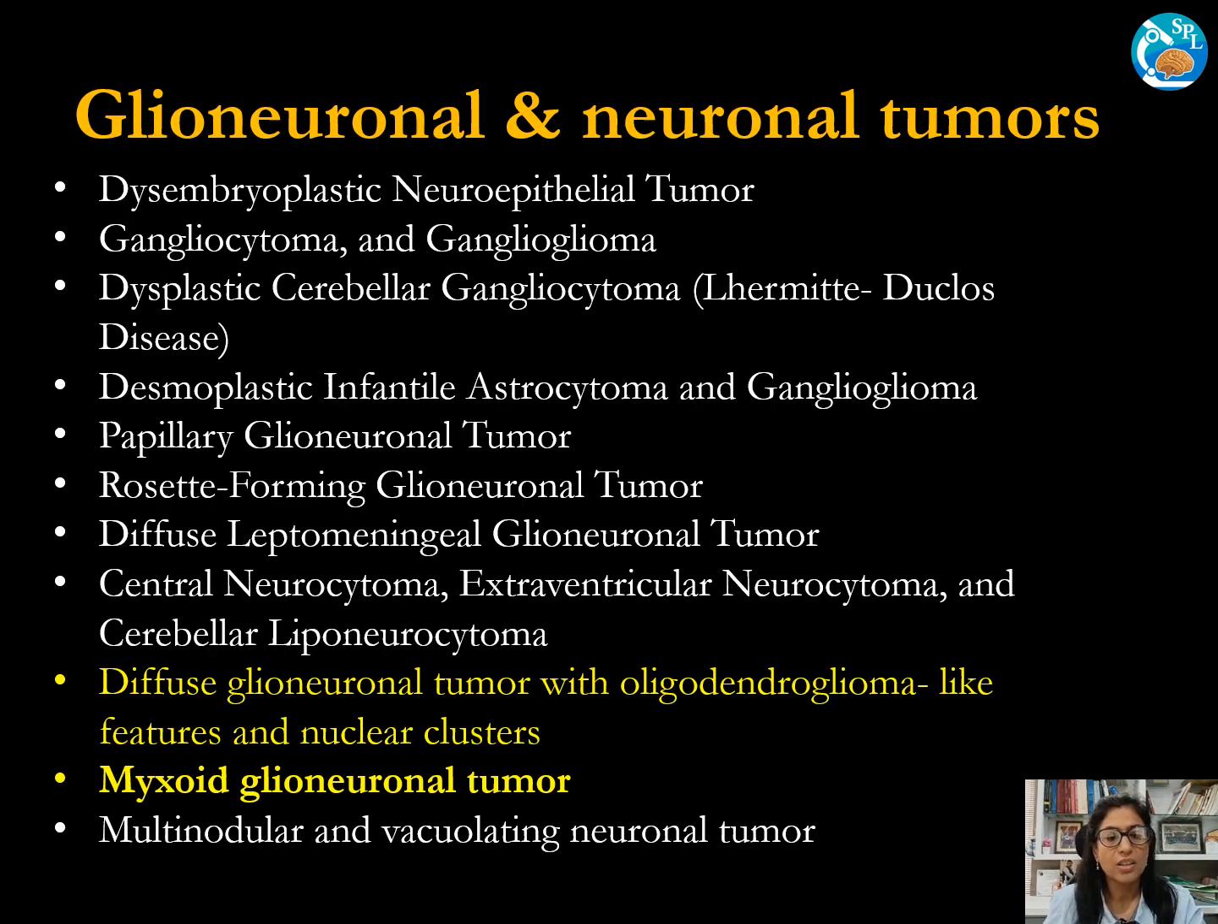So these are the tumors coming under glioneuronal and neuronal tumors, out of which these two, that is diffuse glioneuronal tumor with oligodendroglioma-like features and nuclear clusters, and myxoid glioneuronal tumors have been incorporated in the new WHO.